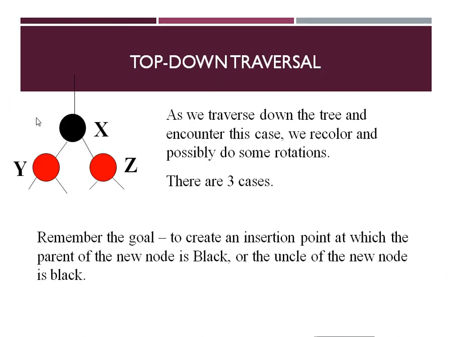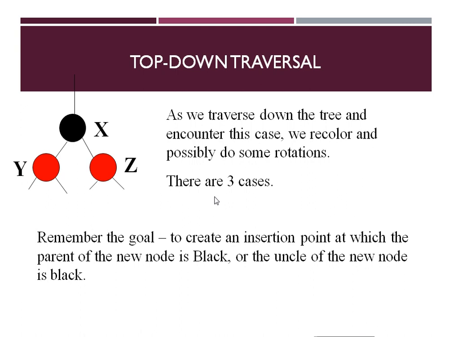Now see here, we have a figure to the left. As we traverse down the tree and encounter this case, the case we discussed just now, Y is a leaf node and Z is also a leaf node. Here, if we insert the new node either to Y or Z, then we have to look up to their parent. What is the color of the parent? And we found that the color of the parent is black.